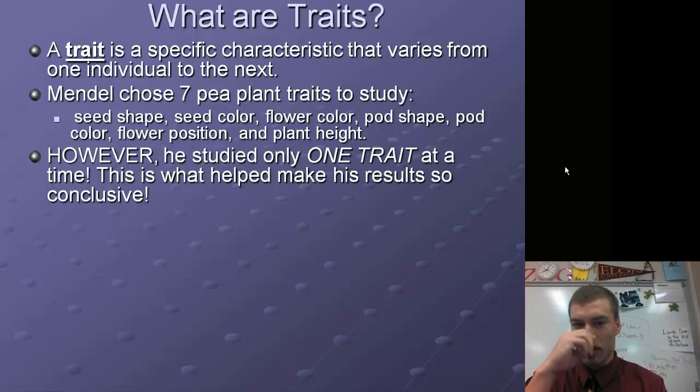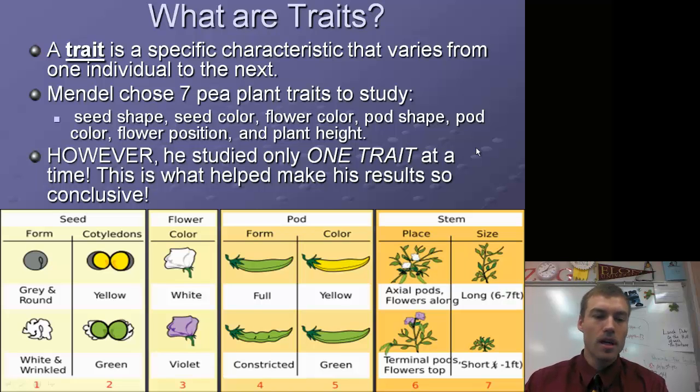The thing is that whenever he was doing his studies, in order to make sure that he was not going to be messing with his data, he examined one trait at a time. So he would only look at seed shape, and then he would only look at another one. So it helped his results because he was doing that. He was using good scientific methods. So these are the different traits and what they looked like. You can see the difference between them.